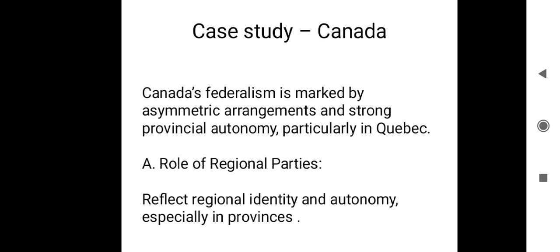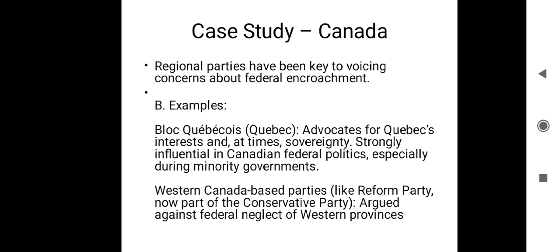Canada's federalism is marked by asymmetric arrangements and strong provincial autonomy, particularly in Quebec. Then we discuss the role of regional parties. Regional parties reflect regional identity and autonomy, especially in provinces. Regional parties have been key to voicing concerns about federal encroachment.